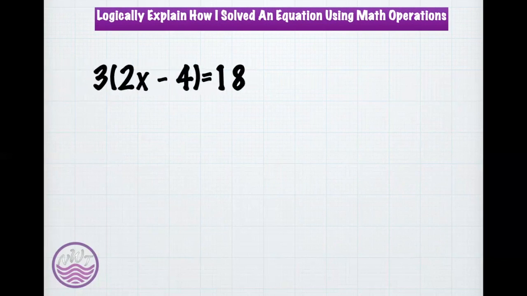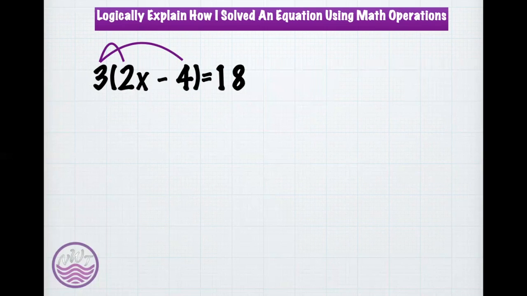Now I have positive 3, parentheses 2x minus 4 equals 18. So now I have some distributive property going on. So going back to those last videos, if you haven't watched them, make sure you do. So we're going to go ahead and distribute that 3 to both the 2x and the negative 4.